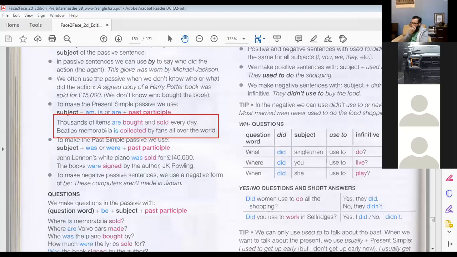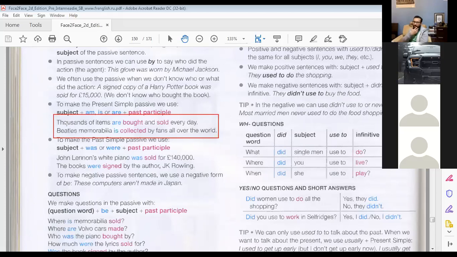Who can tell me who buys them? Do we know who buys these items? No. Do we care who buys the items? No, we don't care. We don't know, we don't care. Okay? We're only interested that this happens.